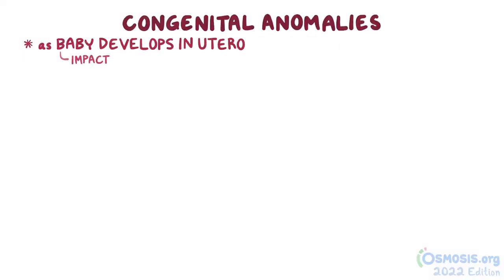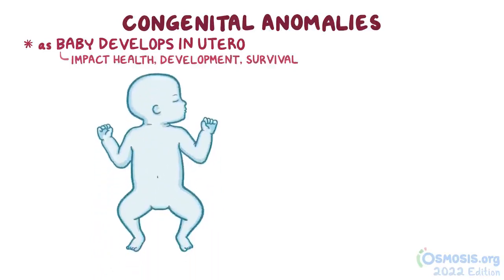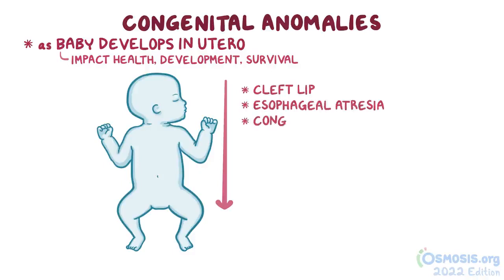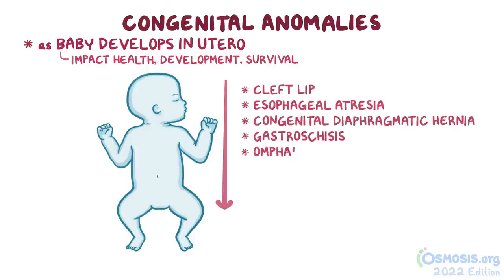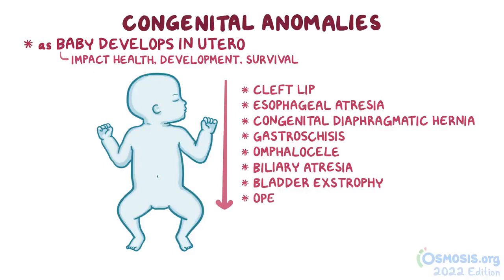Congenital anomalies appear as the baby develops in utero and vary in severity and presentation, ultimately impacting the infant's health, development, and survival. We can talk about some of the more common and severe defects, beginning with the head and then making our way down the body. Cleft lip, esophageal atresia, congenital diaphragmatic hernia, gastroschisis, omphalocele, biliary atresia, bladder exstrophy, and open neural tube defects.